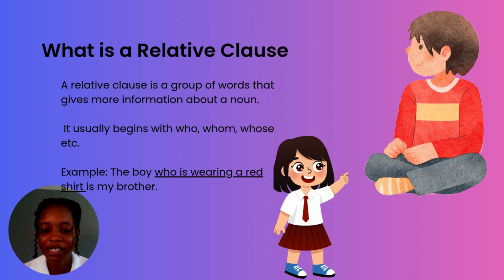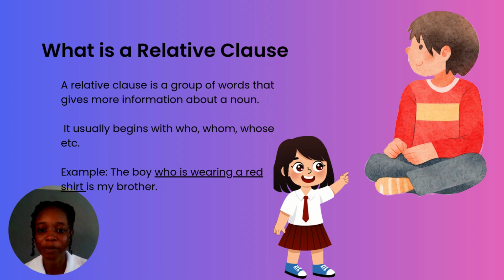Now, what is a relative clause? A relative clause is a group of words that gives more information about a noun. And we know that a noun is the name of a person, animal, place, or thing. So those sets of words that give more information about the noun in a sentence are what we call a relative clause. It usually begins with who, whom, whose.